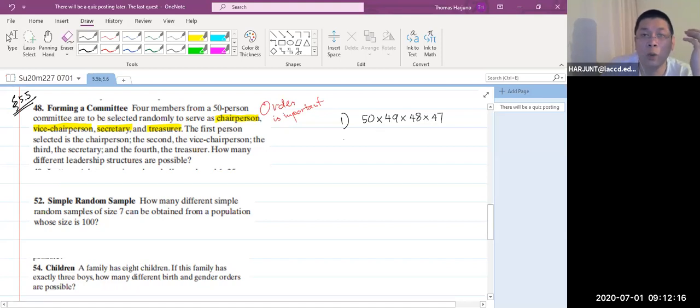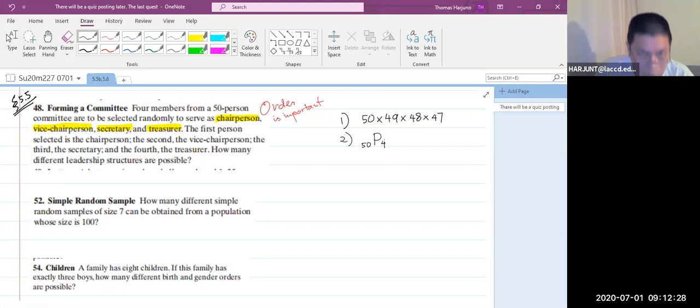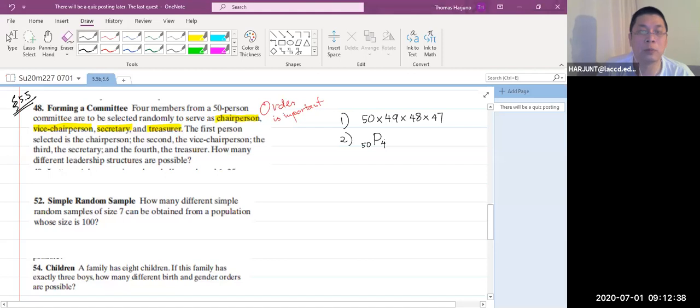Or the second way to look at that, you have 50 people. How many ways can you permute 4 of them? 50 permute 4. You have 50 people in a box. You choose 4 of them one by one in order, right? So you see it suddenly becomes a permutation problem.